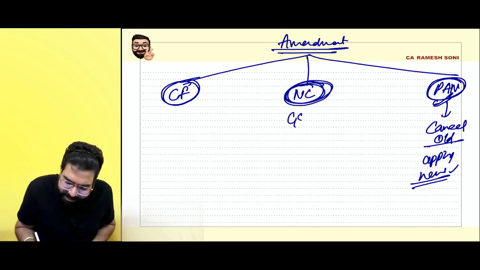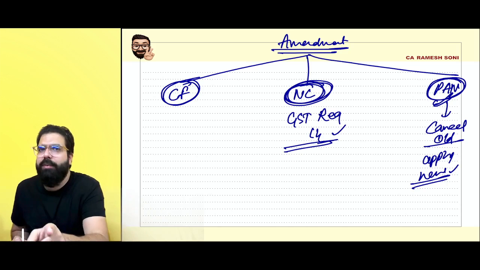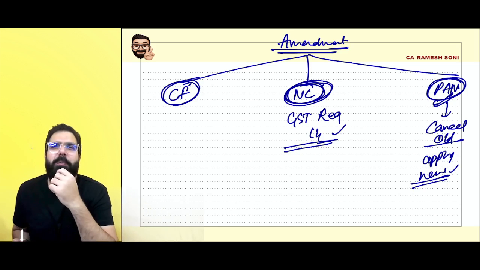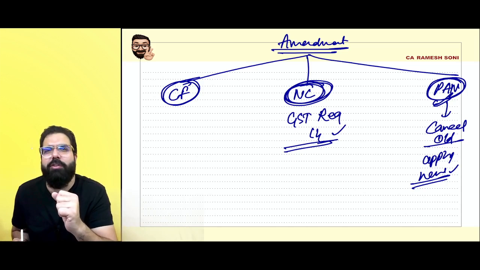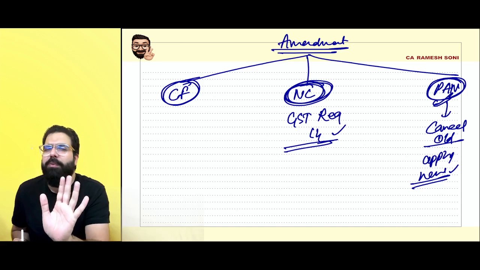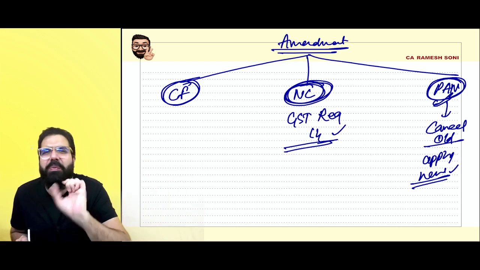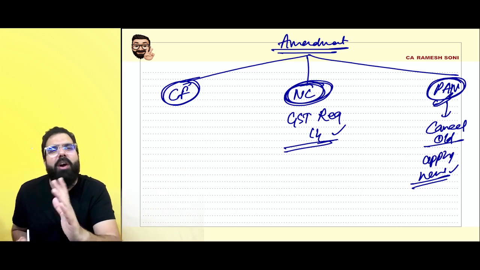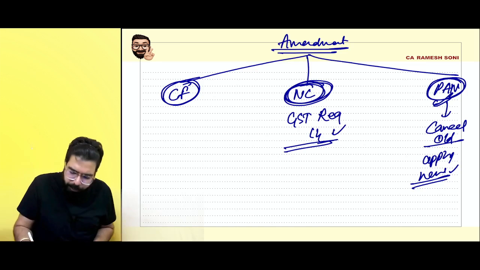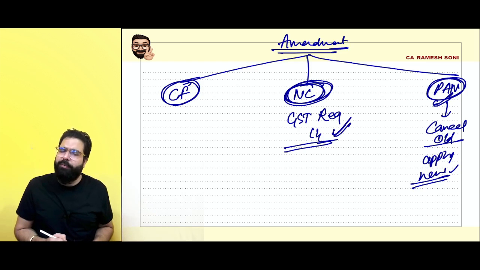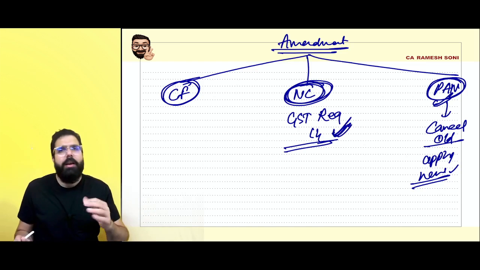For non-core fields, there is GST REG 14. You just have to fill REG 14. Non-core field, for example if you want to change your bank account detail. In all these cases, verification by the officer is not done. Any field which is not a core field, a small field change. If you want to change the authorized signatory, all these things you do yourself. Just fill REG 14, and once you submit, the change will happen.